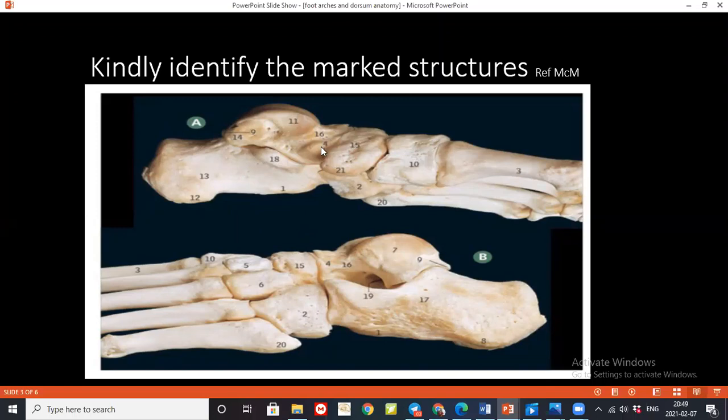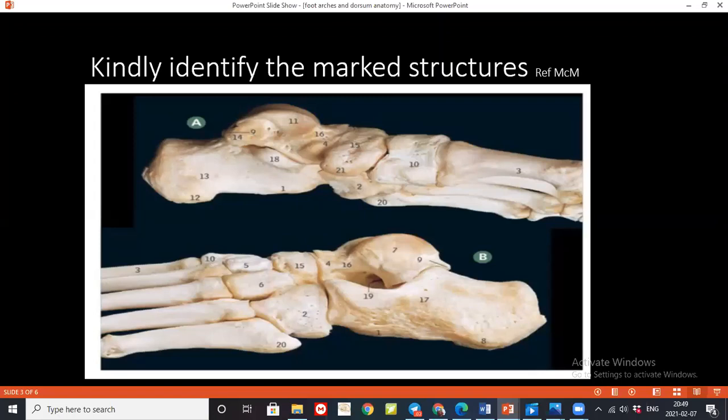Number 4 is the neck of... No. Is it the head? Yes, the head of the talus. What is number 15? The navicular bone. What type of bone is the navicular bone? Is there anything special about it?